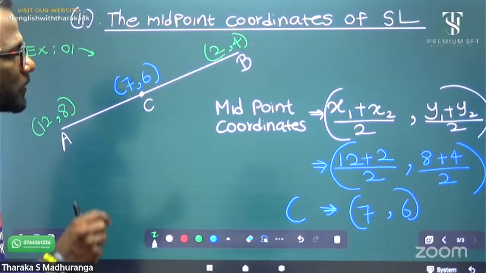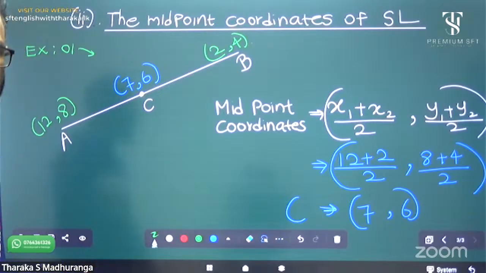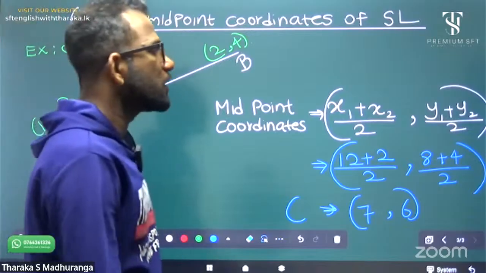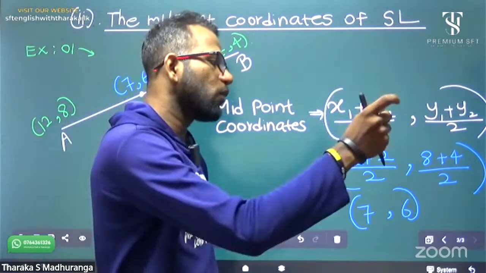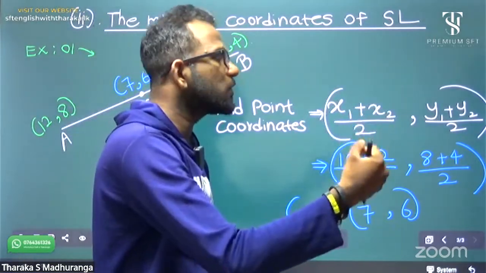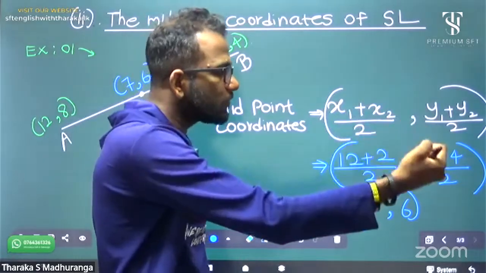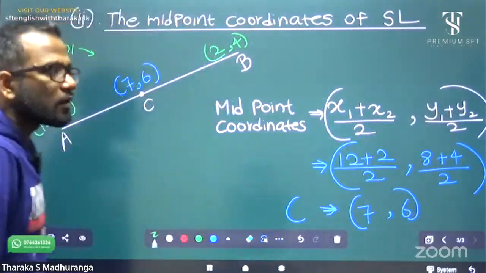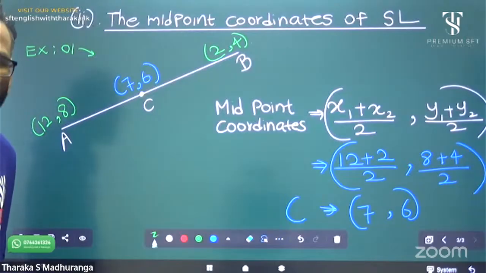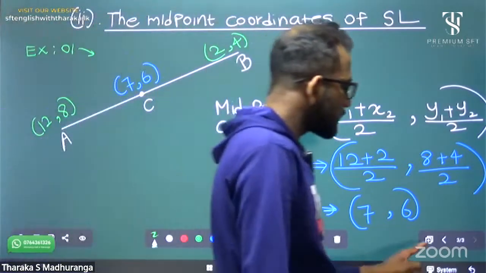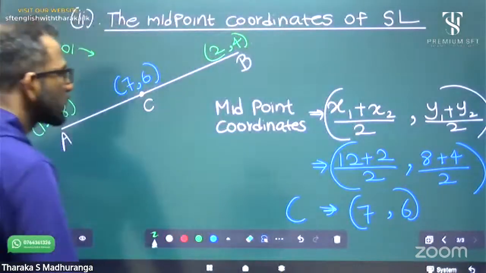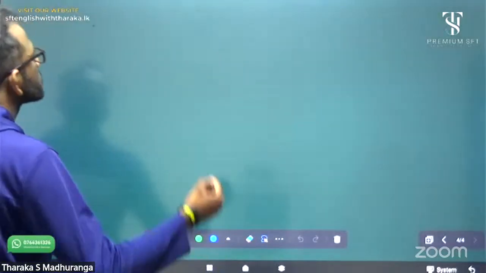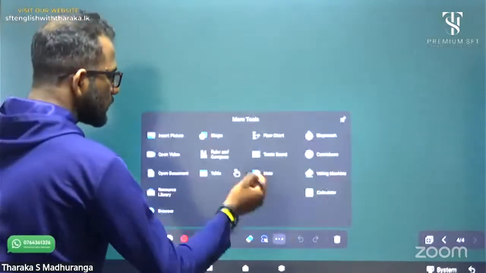Okay, midpoint coordinates equation. What's the equation? Add the x coordinates and divide by 2, comma, add the y coordinates and divide by 2. Okay, example number 2. How to get the midpoint?